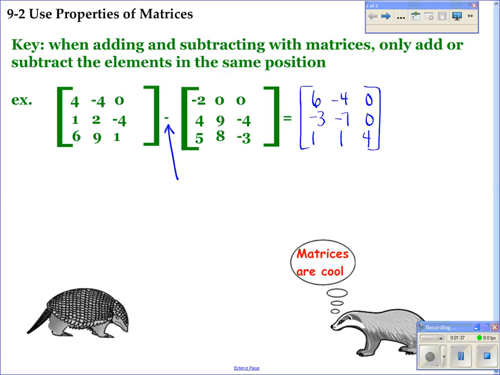Questions? No, there's really no work to show on adding and subtracting. On multiplying and dividing, yes, and we'll get to that. But no work needs to be shown on these problems.